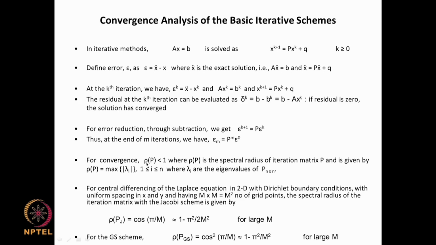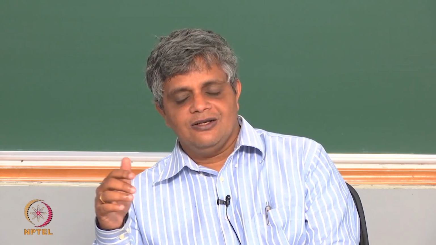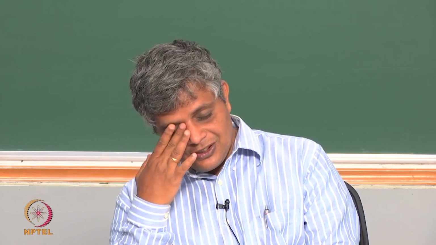So, 1 by ln of 1 minus rho is the number of iterations which are required to reduce the error by a factor of e, which is 2.71 or something like that. So, if you want to reduce the error by a factor of 10, then it will take you 2.3 times log of 2.3 divided by log of 1 minus rho iterations.